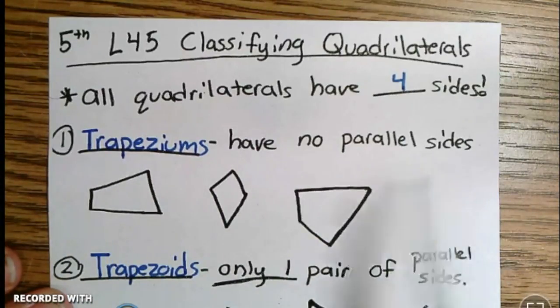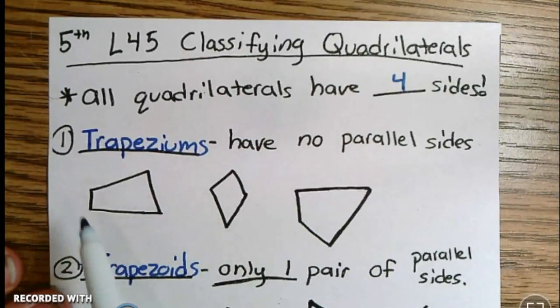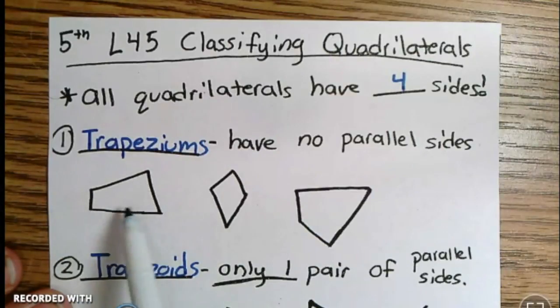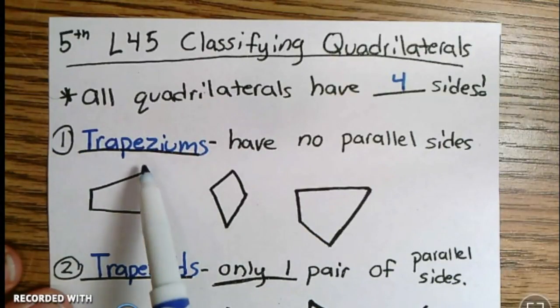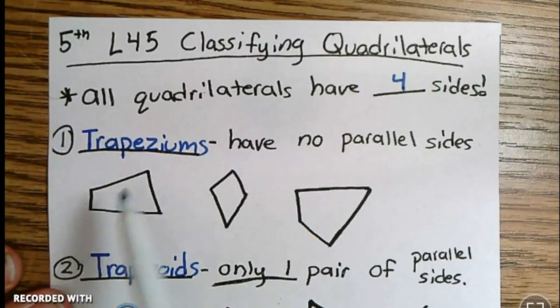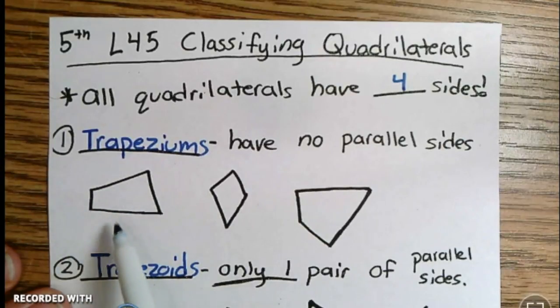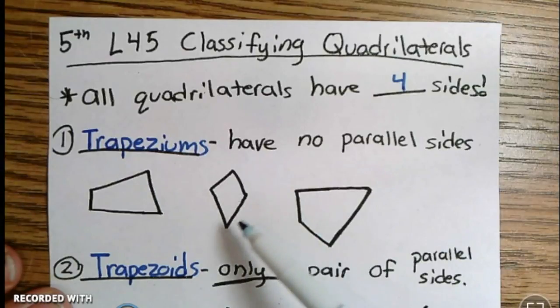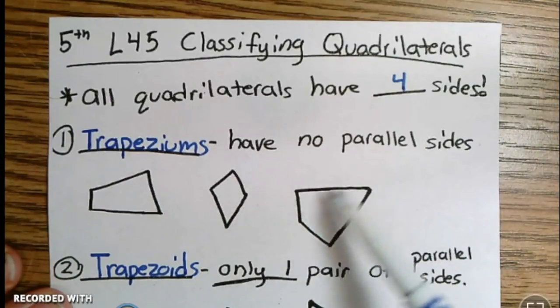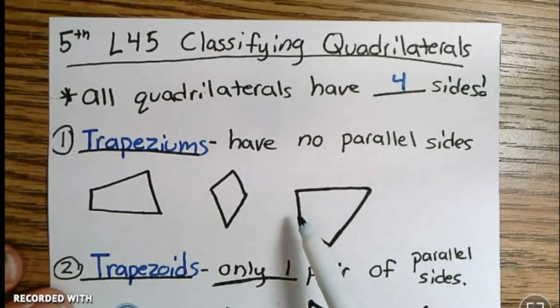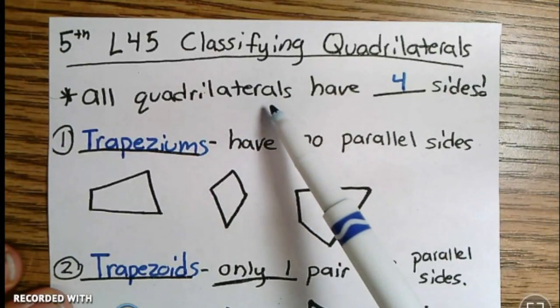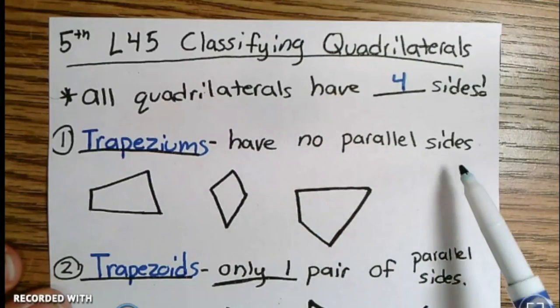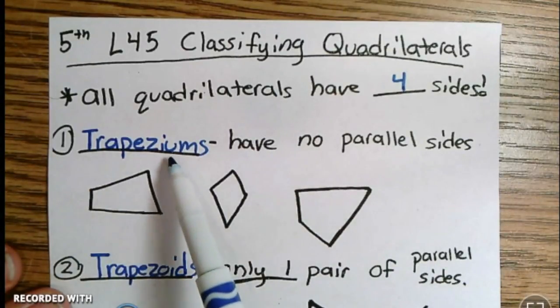So trapeziums have no parallel sides. Here are some examples. If you notice this line and this line, they're not parallel. This one eventually would intersect with this because this one's going on an angle. And this is going up this way and this is going down this way, so those would eventually intersect too. This also doesn't have any parallel lines. It looks kind of like a kite. And this one also does not have any parallel sides. So any time you have 1, 2, 3, 4 sides, it's a quadrilateral, but if it doesn't have any parallel sides, it's called a trapezium.